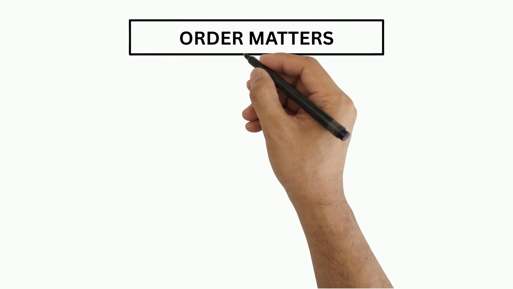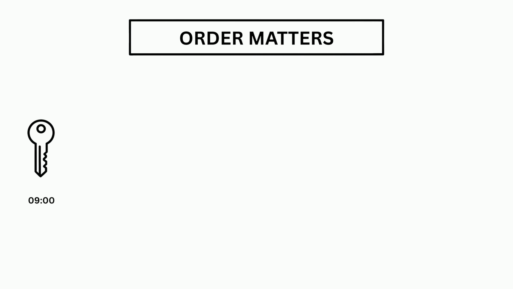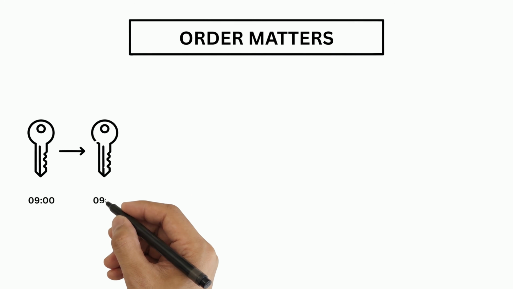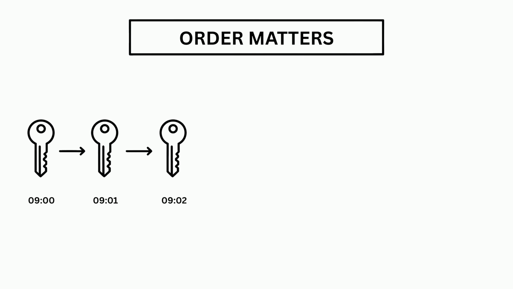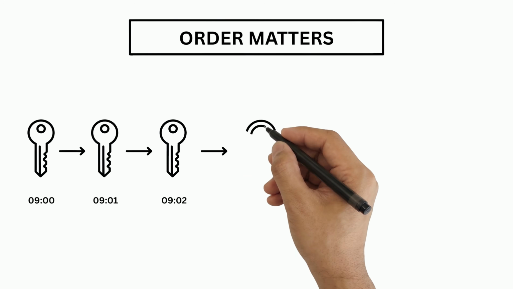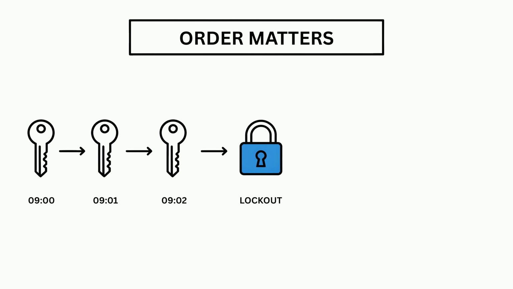Why does order matter so much? Picture 4 events on a timeline: a login at 9 o'clock, another at 9:01, a third at 9:02, and then an account lockout. Individually, none of these look alarming. People mistype passwords all the time. But seen in sequence, they form a clear pattern: a brute force attempt hammering an account until it locks out.